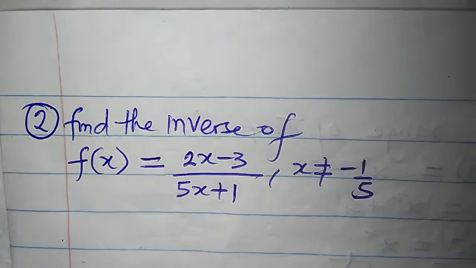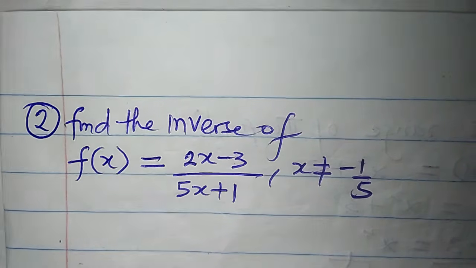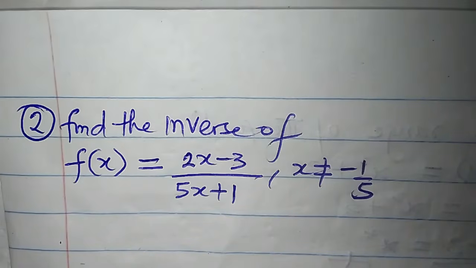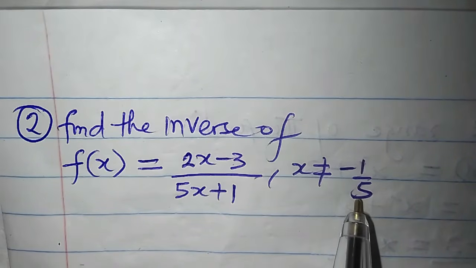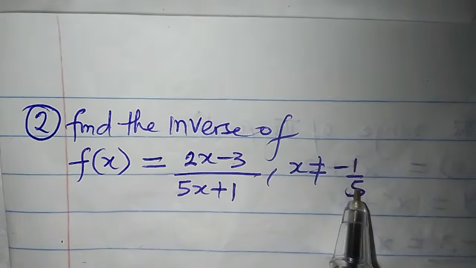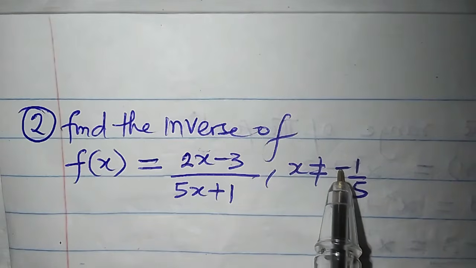Find the inverse of f of x equal to 2x minus 3 all over 5x plus 1, x is not equal to minus 1 over 5. This minus 1 over 5 is the value of x that will make this undefined, so it is excluded.